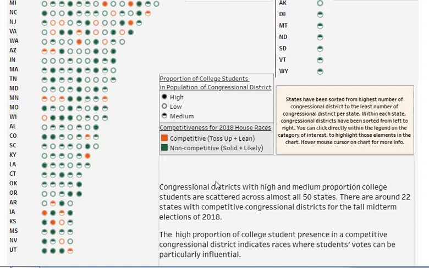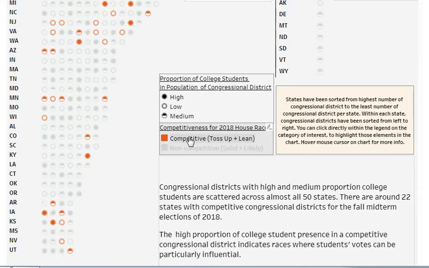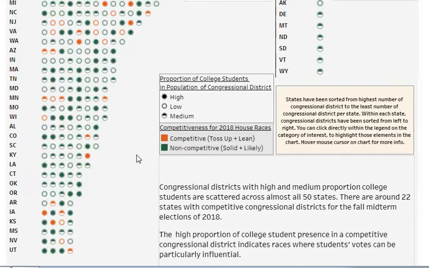Once again, you can click on either of the categories to highlight all of the congressional districts that fall into that specific category. For example, if you click on Competitive in the legend, all the competitive districts will be highlighted. So how can you use this tool for making strategic choices about where to vote this November? We want to remind you that this tool shows you where college students are enrolled in college and not where they are registered to cast the ballot.